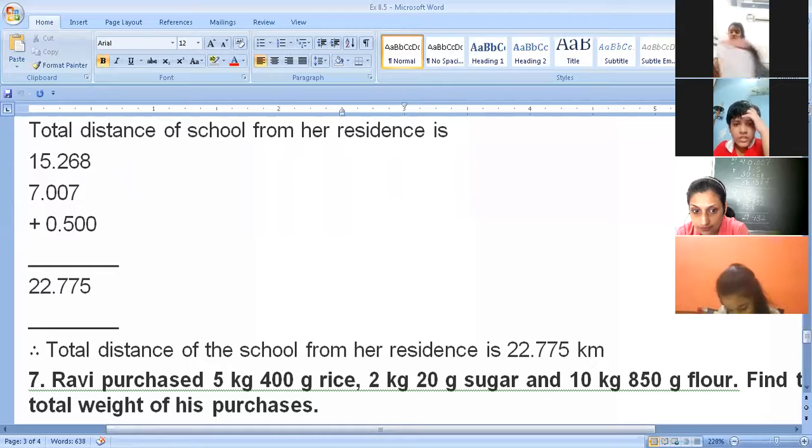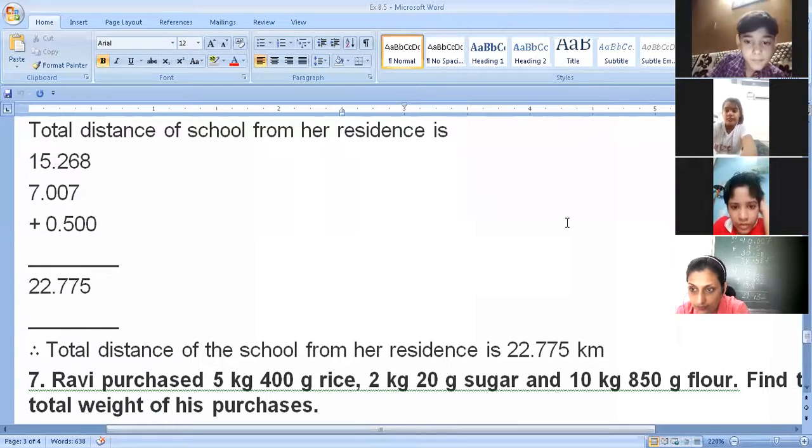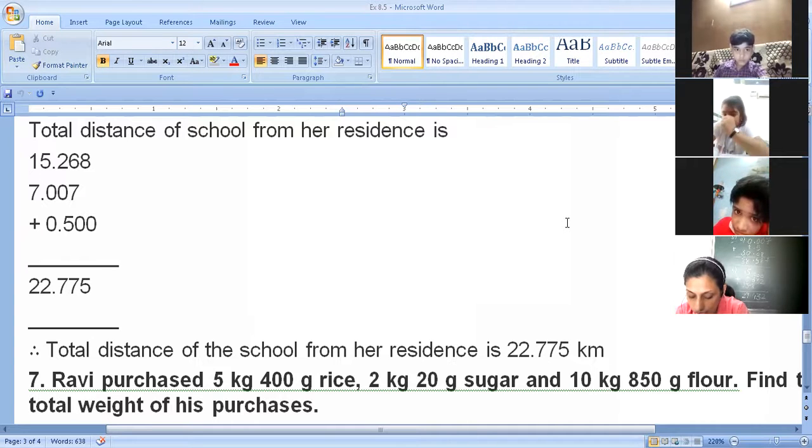Ravi purchased 5 kg 400 gram rice, 2 kg 20 gram sugar and 10 kg 850 grams flour. Find the total weight of his purchases. So what we are going to do here, Yash? Then we'll add the numbers. So grams will be changed into kilograms.